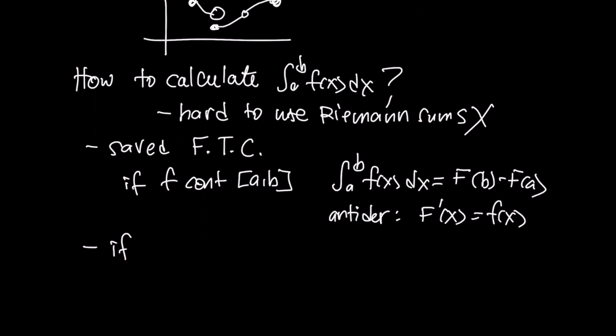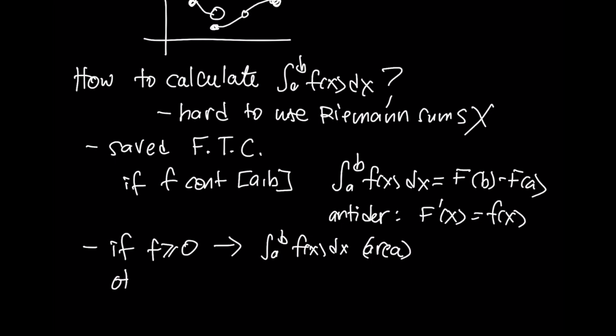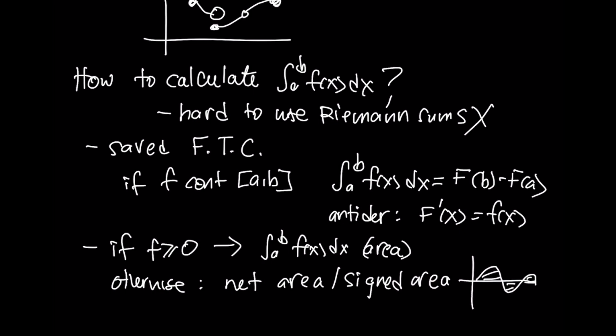If the value of your function is greater than 0, then the definite integral calculates the area, and otherwise, this is going to produce what's called the net area, or sometimes it's called the signed area, which just means add up all the areas that are above and below, and you could end up with a positive or negative number.